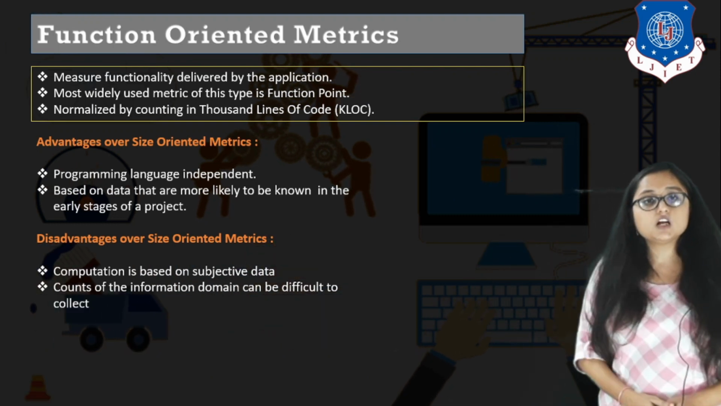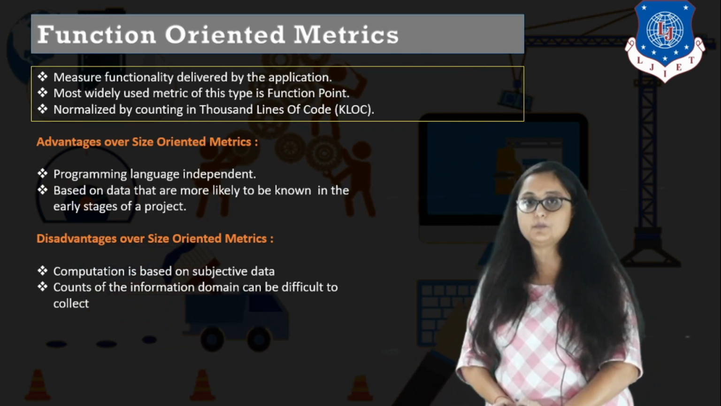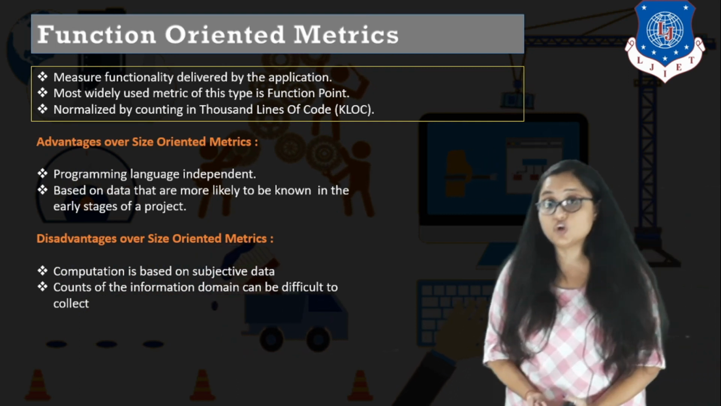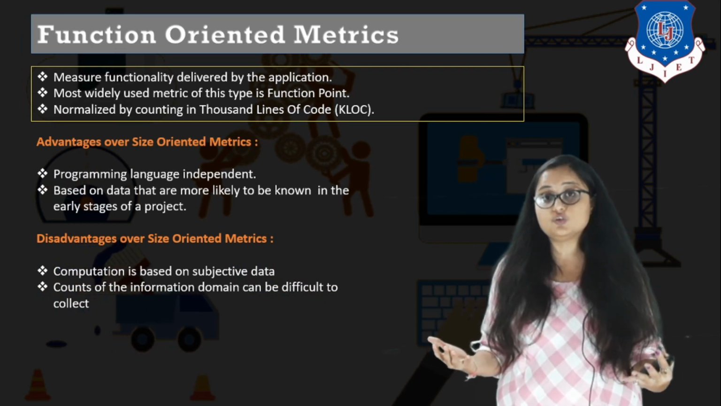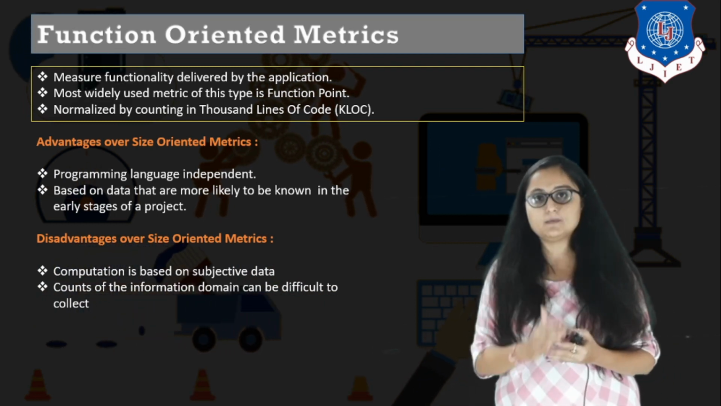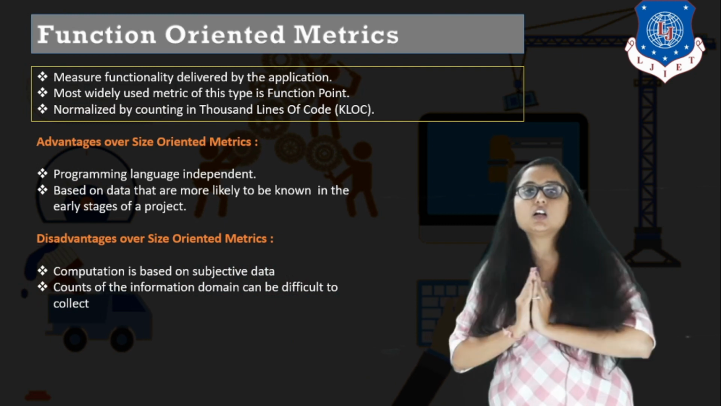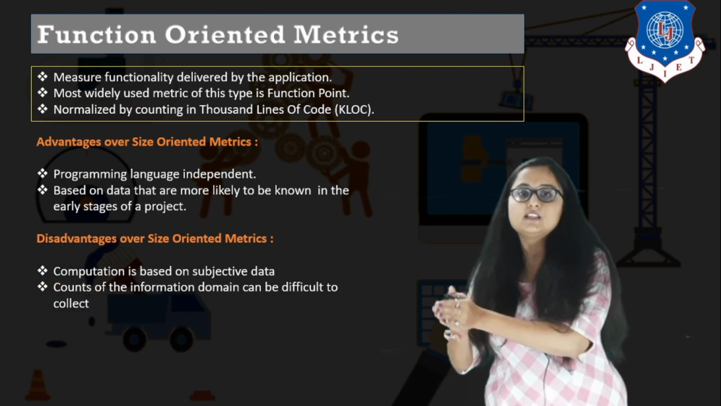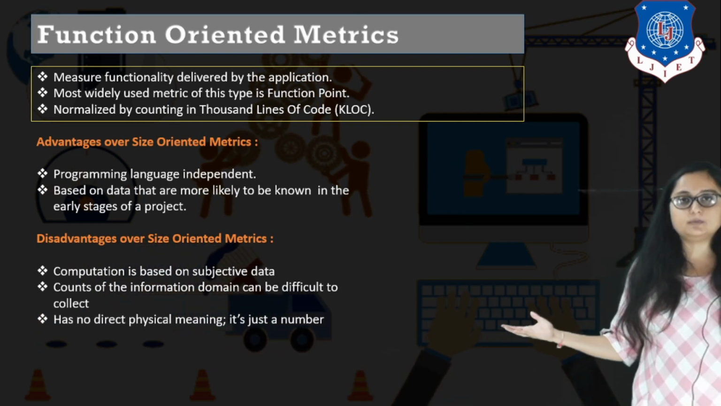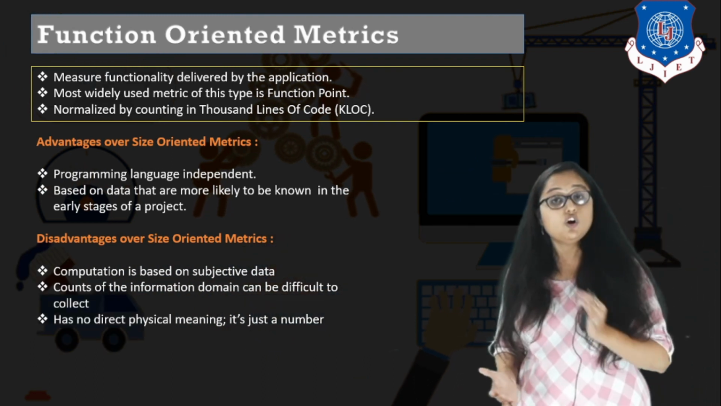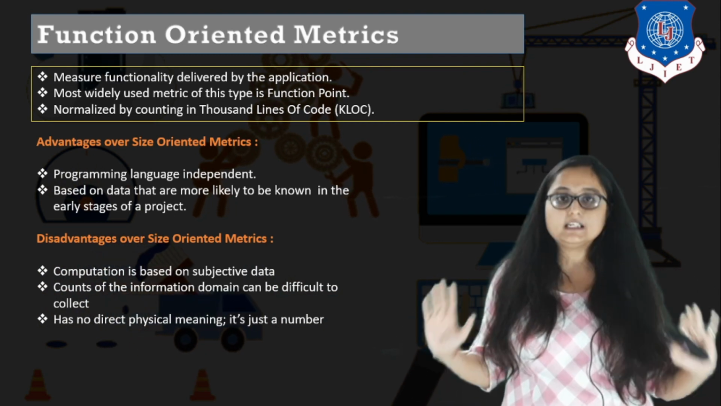The next is counts of all the information domain can be difficult to collect if you are not an experienced company. If you are not having experienced developers, then all the counts initially in the early stages for the information domain that we are going to use in function oriented metric for calculating function point may be difficult to obtain, because that comes with experience. The estimation always comes with experience. That is a basic rule in software engineering. The next is it has no direct physical meaning. That we have already told, it is not a direct measure. The data is subjective. So you will have a metric which is just a number, which is a quantitative indication of the quality, right?